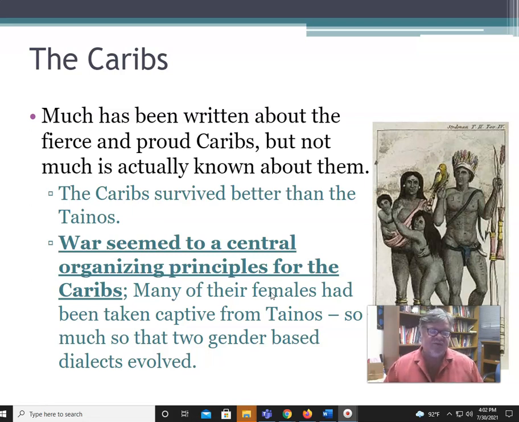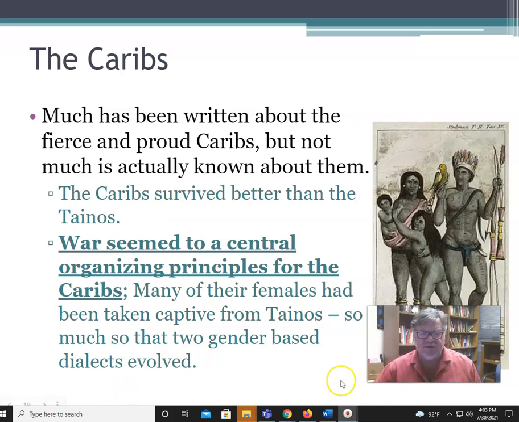So they had almost an additional 100 years after the Tainos were pretty much destroyed before English and French and Dutch started arriving in the Lesser Antilles and the Windward Islands and setting up settlements. And so the Caribs were better prepared to resist Europeans by the time the other Europeans arrived. War seemed to be a central organizing principle for the Caribs.